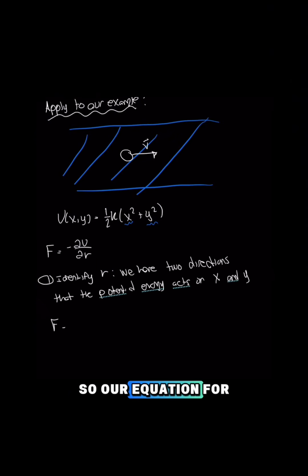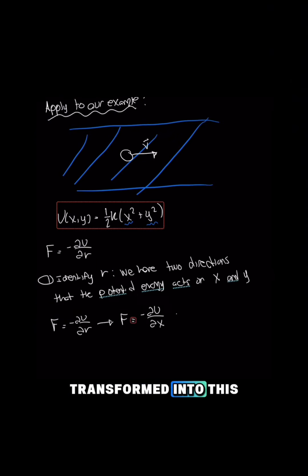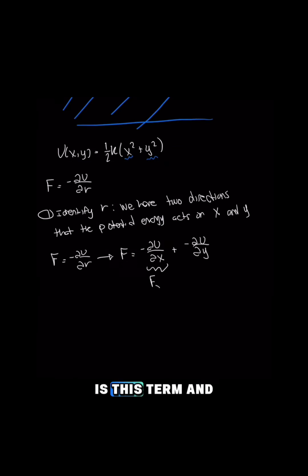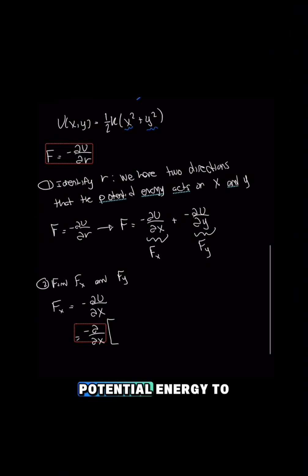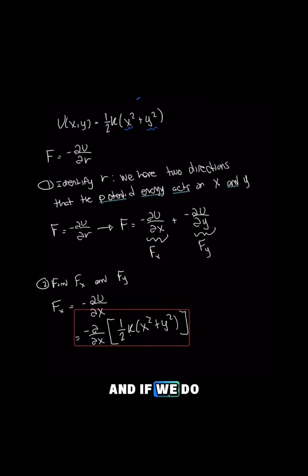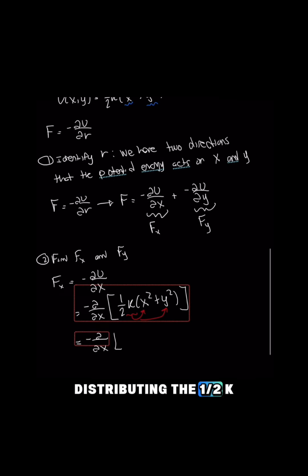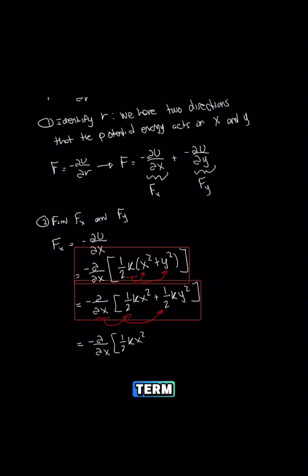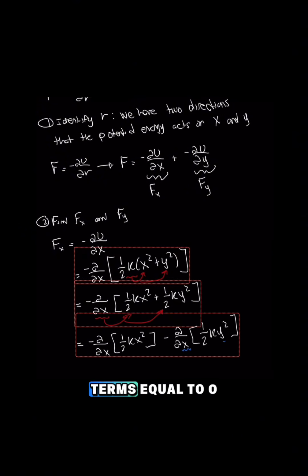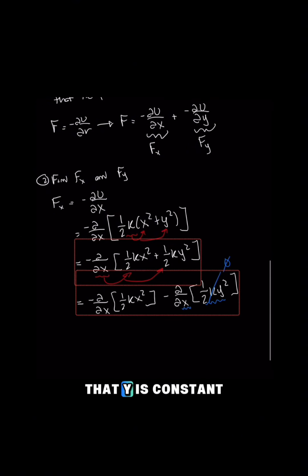So our equation for the force can be transformed into this, where F of x is this term, and F of y is this term. The next thing to do is define what force x and force y are. We can start by finding force x by applying the potential energy to this equation. We start by distributing the 1/2 k into each term, and then distributing the partial derivative to each term, and we get this. Then we can identify the right term is equal to 0, since we can assume that y is constant since we're taking the derivative with respect to x.